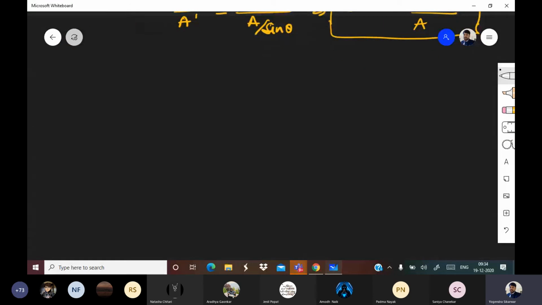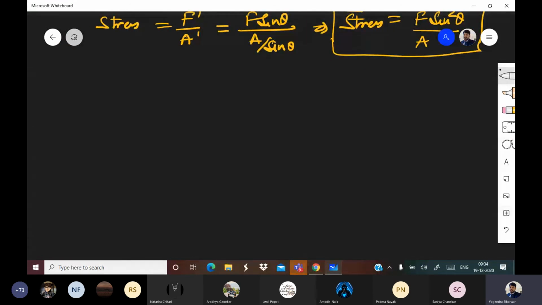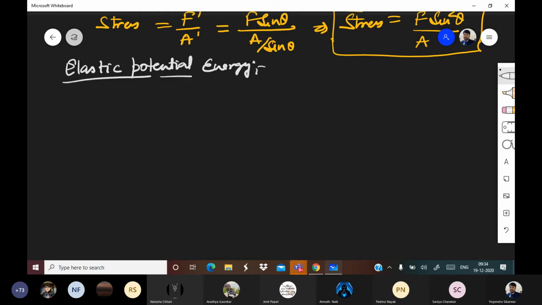Let us move further. There is something called elastic potential energy. Okay. So basically, when you are stretching any object, its shape is getting deformed. Now, due to that deformed shape, an energy gets stored in it. All right. So that energy is called elastic potential energy.